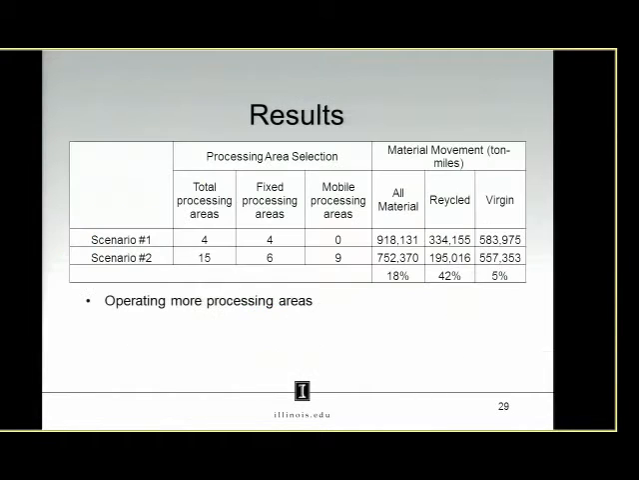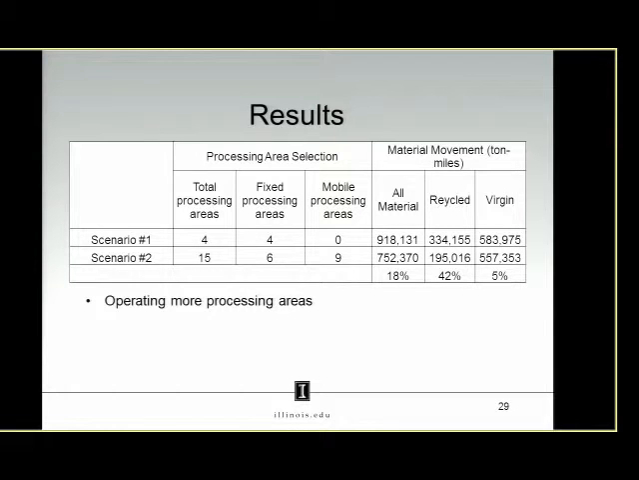To show some results, in scenario 1, we only had 4 total processing areas, all of them fixed. In scenario 2, we had 15. 6 were fixed, 9 were mobile. We calculated the total material movement for each group: for all material, for just the recycled material, and just the virgin material.